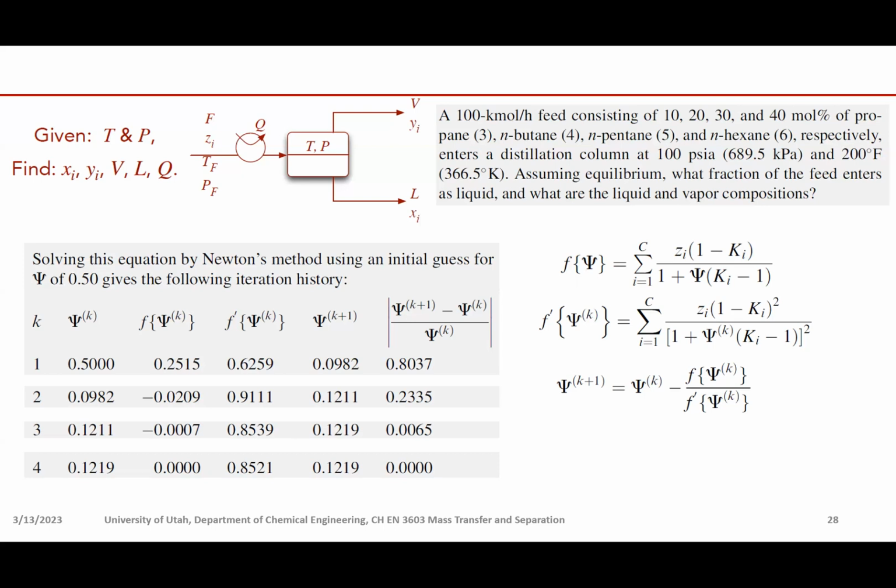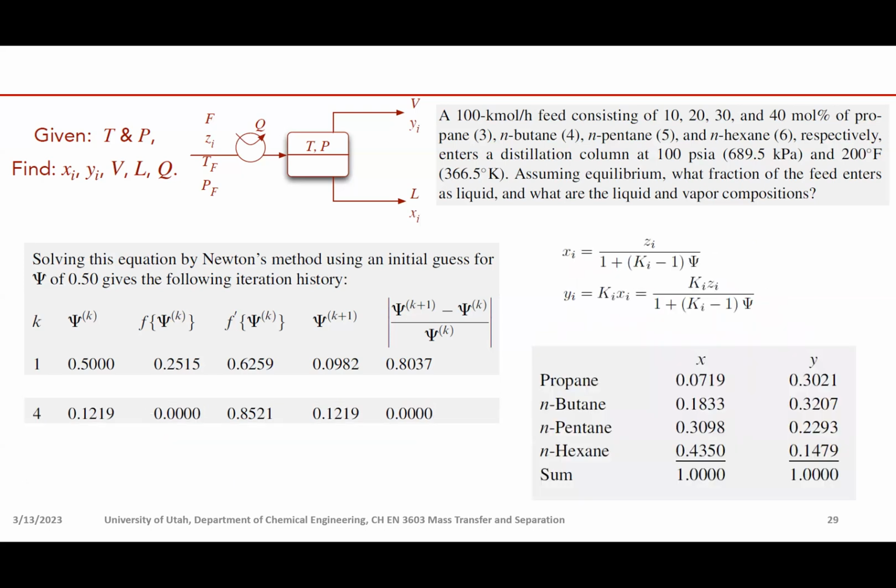That means within 4 iterations, we can get a psi value that's very close to the root of this equation, which is 0.1219. That means about 12.18% of the feed is vaporized as vapor, while the rest is leaving the flash drum as liquid. Then we can compute the composition for the vapor phase and the liquid phase here, right?